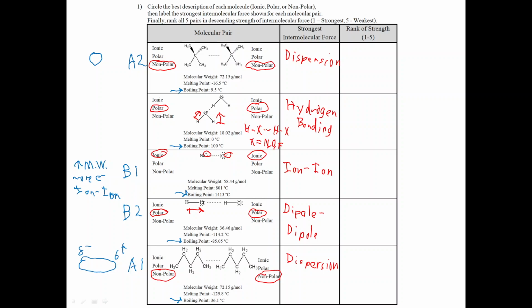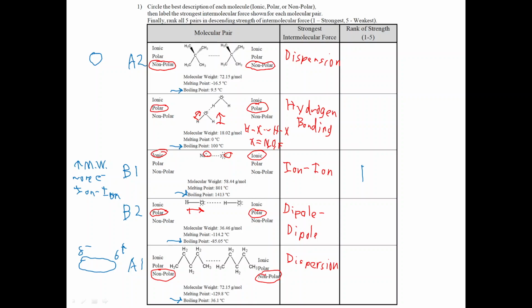I tried to show you a few that we could look at and say, all right, well, we know that A2 is going to be weaker than A1, and that B2 is going to be weaker than B1, but we don't exactly know how they're going to all compare. So we just need to look at the boiling points, and we see that for sodium chloride, that has the highest boiling point of 1,413. So that's going to be the strongest intermolecular force, or pair. And so that's going to give a 1.